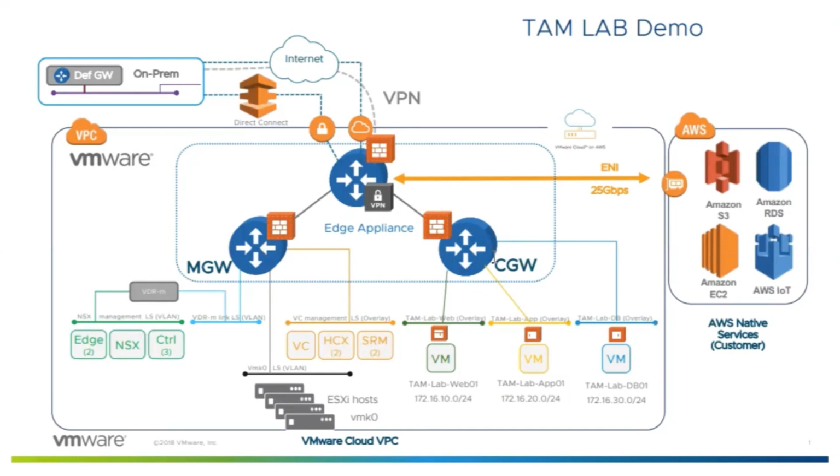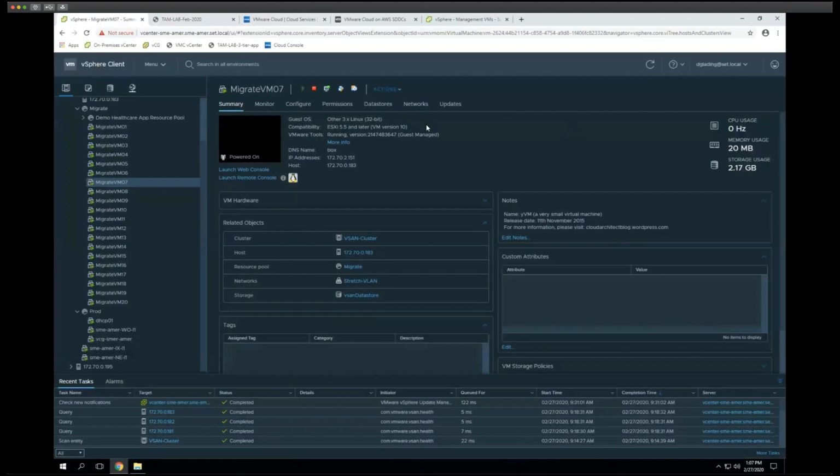What we're going to be focusing on today is the customer side of it. I'll walk you through creating 3 different logical segments, one for web, one for app, and one for DB, a typical 3-tier application. So with that, before we get into that, let me show you how to actually start migrating virtual machines with HCX.